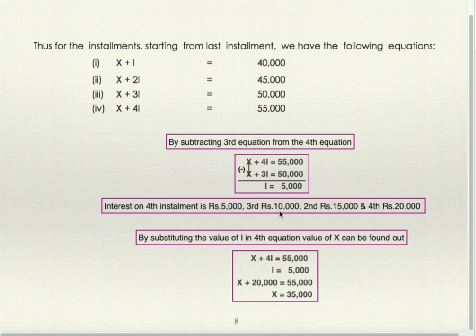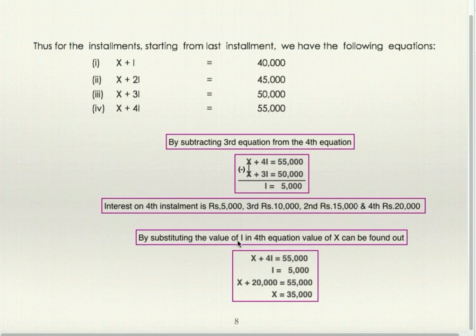Third installment interest is 5,000 into 2, 10,000. Second installment interest is 15,000. And first installment interest is 20,000.